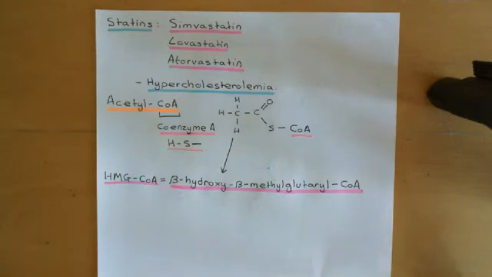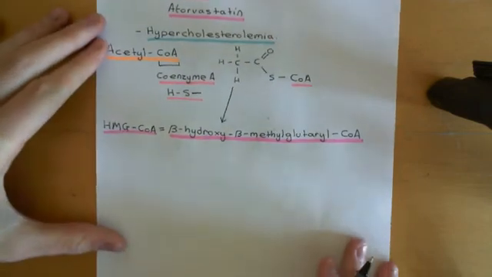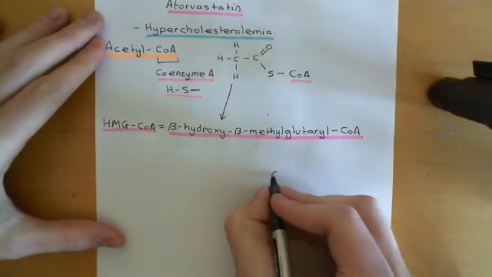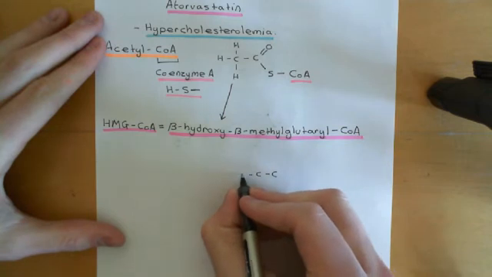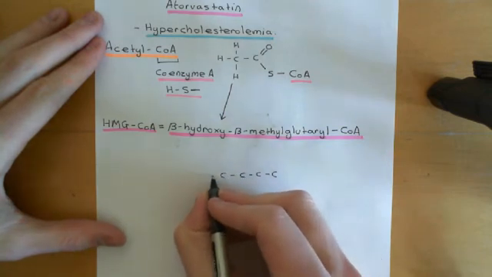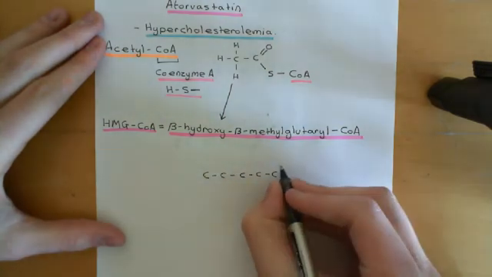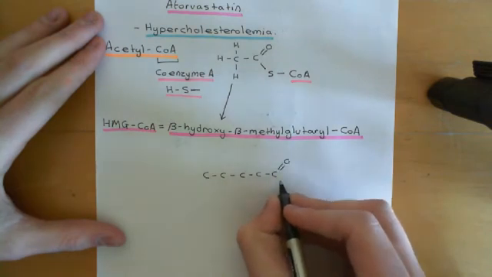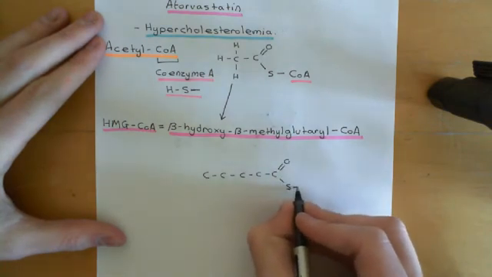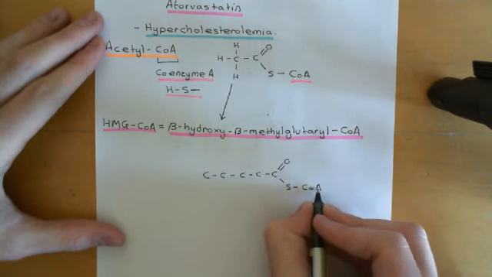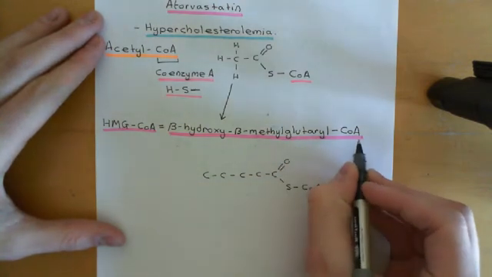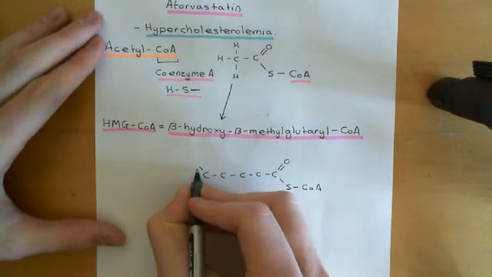So what is glutaric acid? Glutaric acid is a 5-carbon molecule where you have 2 carboxylic acid groups at either end of the 5-carbon molecule. So let me just show you this. We're going to have 5 carbons, so I'll start by drawing the 5 carbons here. At either end you're going to have a carboxylic acid group. Now at this end, the carboxylic acid group will be bound to a coenzyme A molecule, so that's the glutaryl-CoA portion.